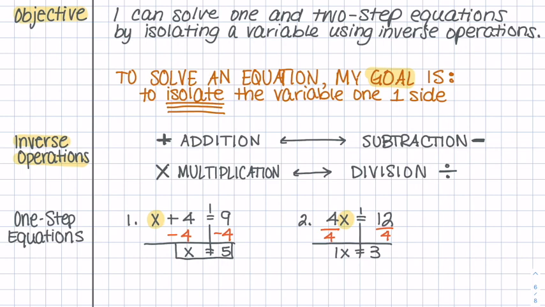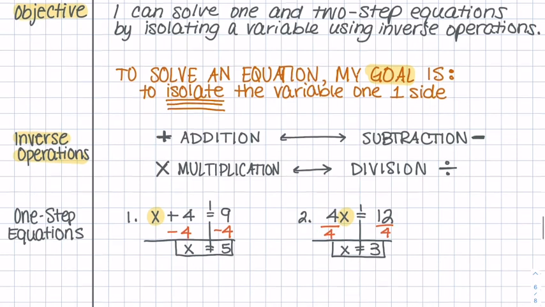Now, it looks like my x is not alone on the left side. However, remember we said that the variable 1 is invisible, so we can actually get rid of the 1, and it looks like x equals 3 is my answer. And if I want to check my answer, I can plug 3 back in for x. 4 times 3 does equal 12. So that means that this problem is also correct.